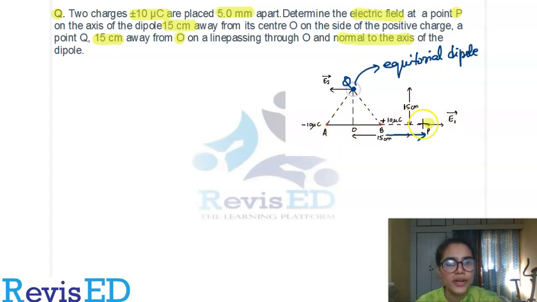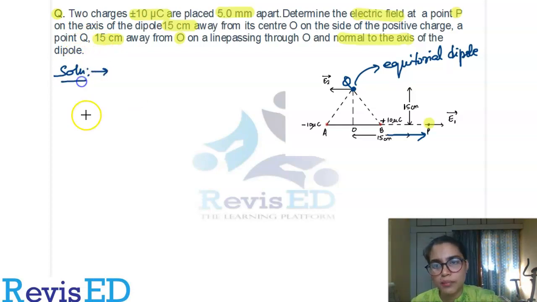So you have points P and Q, and you have to find out the electric field at both Q and P. You can do this numerical problem by using the derivation of both the things, axial as well as equatorial. First of all, we are going to write the values which we are given. So the given values are what?